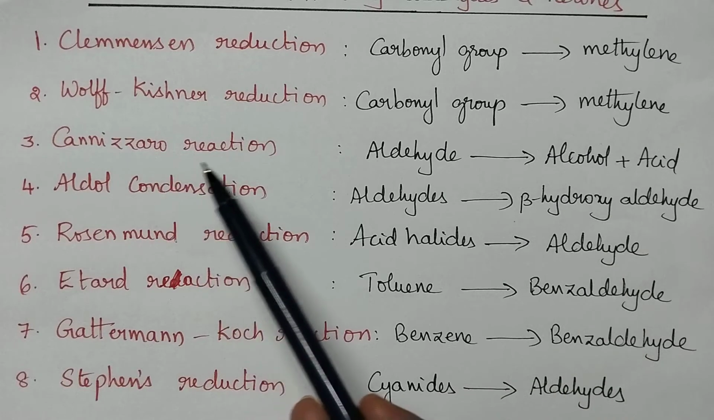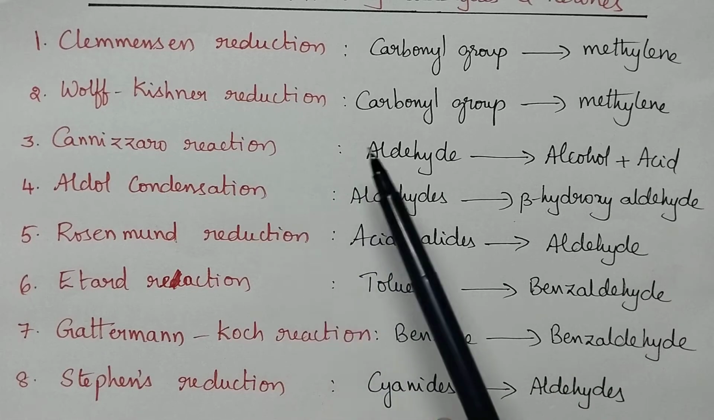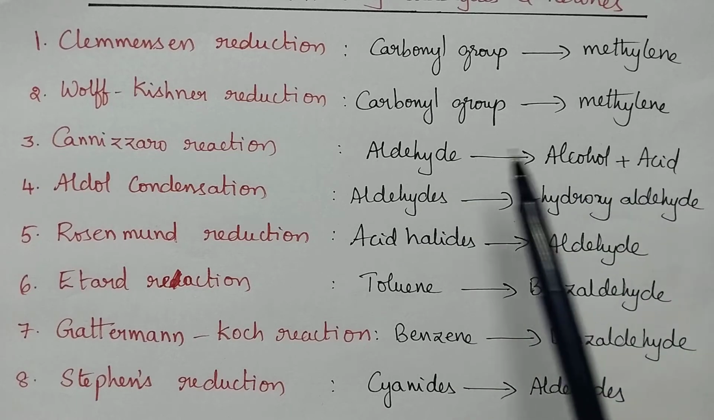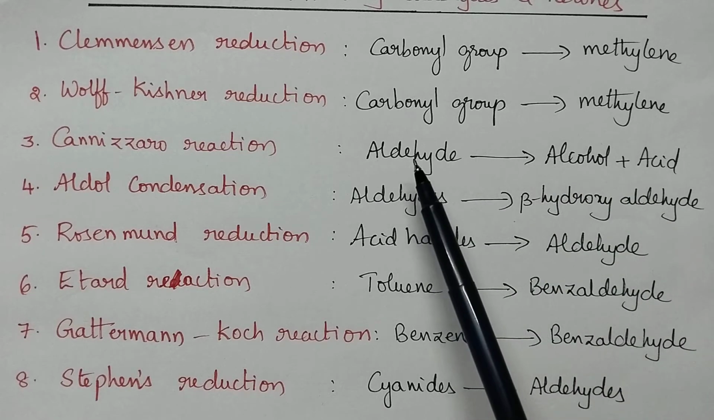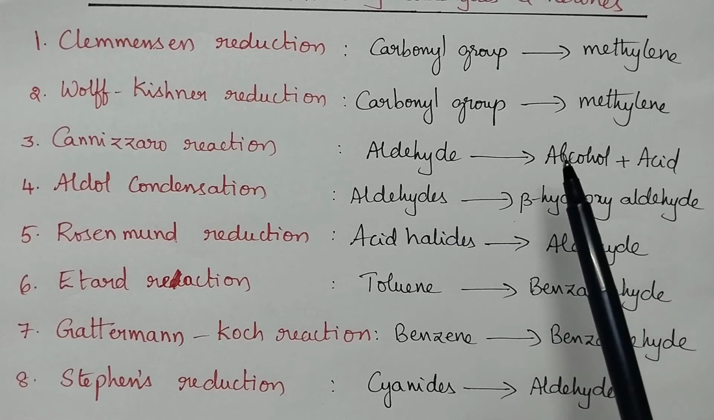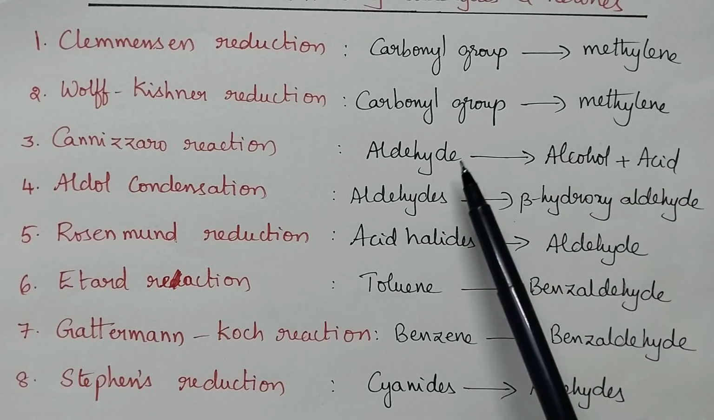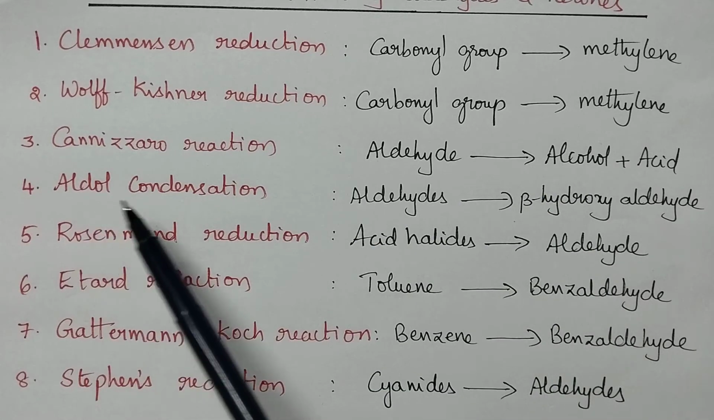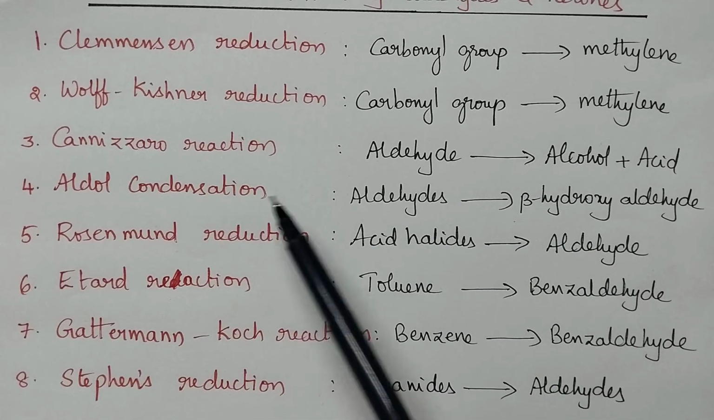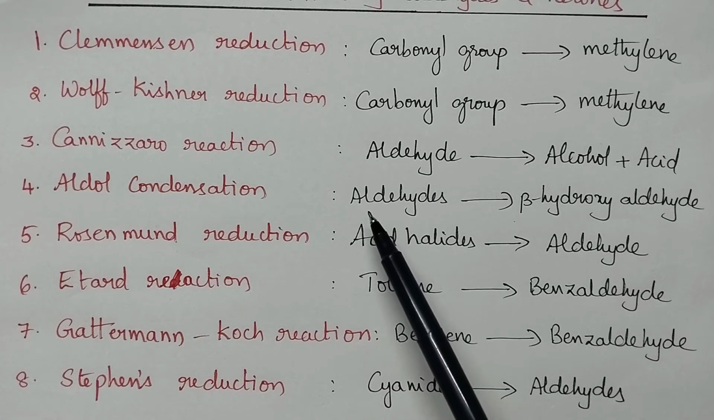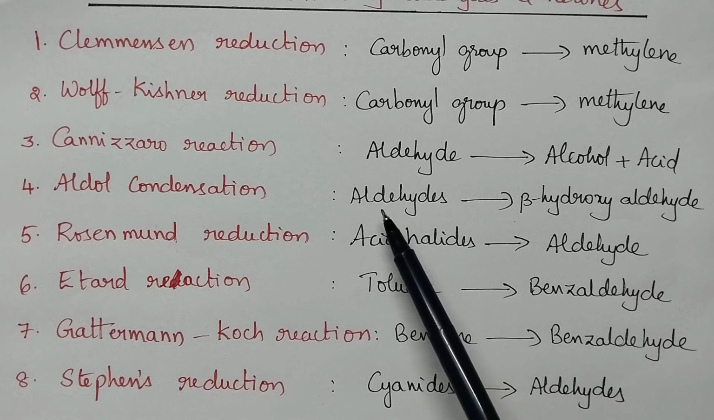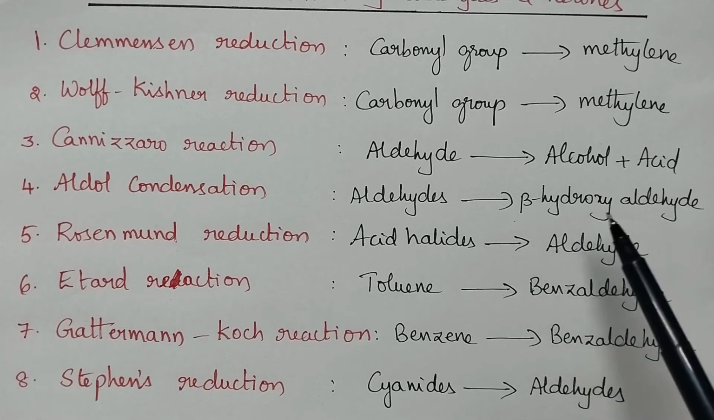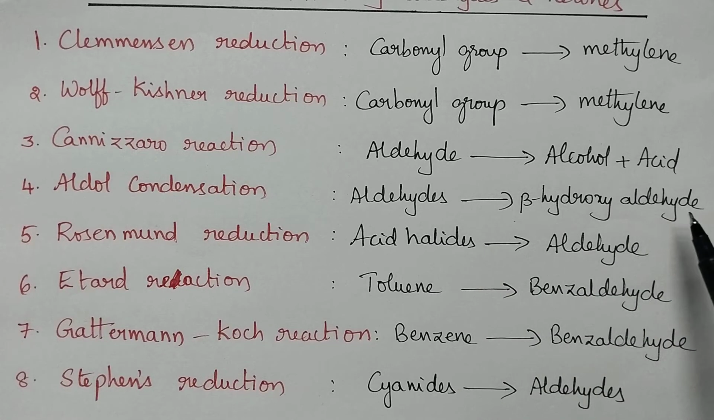Now coming to the Cannizzaro reaction, it involves the conversion of aldehyde into alcohol and acid. That means here two aldehydes will be taken. One undergoes oxidation and the other one undergoes reduction. Coming to the aldol condensation, here aldol condensation involves self-condensation of aldehydes which results in the formation of beta hydroxy aldehyde.